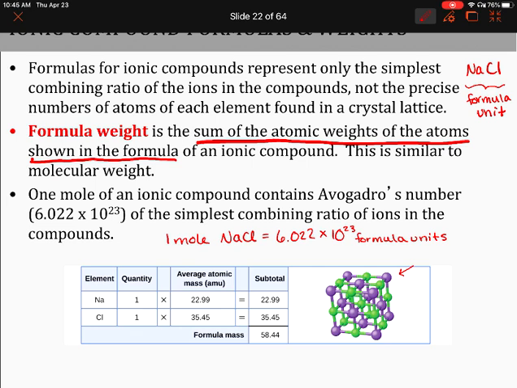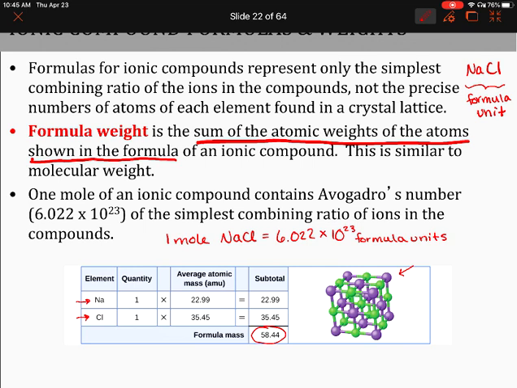Now we can also figure out the mass of one of these formula units. So for sodium, we just have 1 for our simple ratio, and the average mass is 22.99, and we can look that up on the periodic table. And then for chlorine, we also just have 1, since there's a 1-to-1 ratio. The average atomic mass for chlorine is 35.45. So if we add those together, we find that the formula mass for sodium chloride is 58.44.